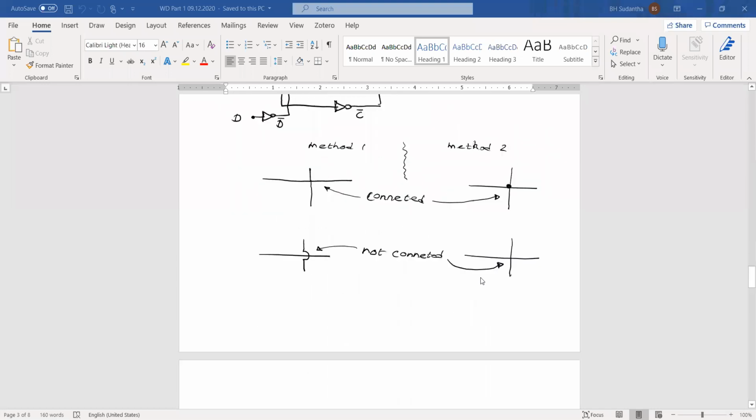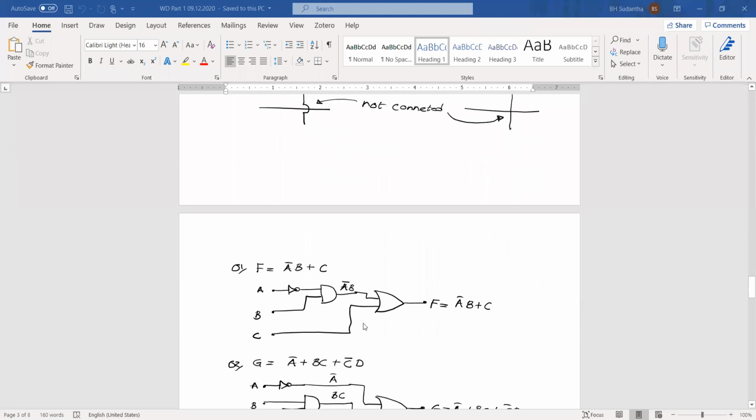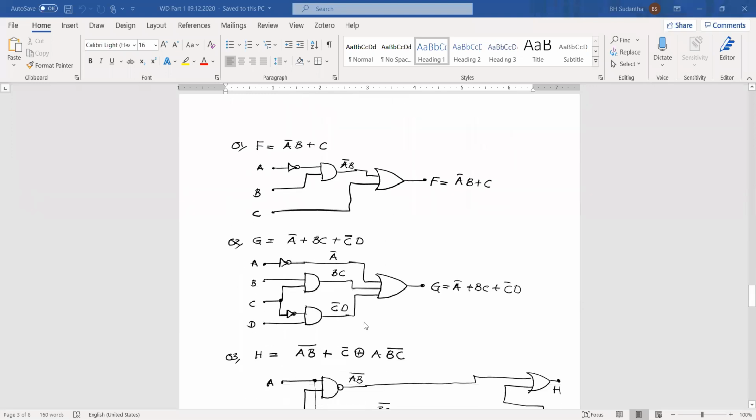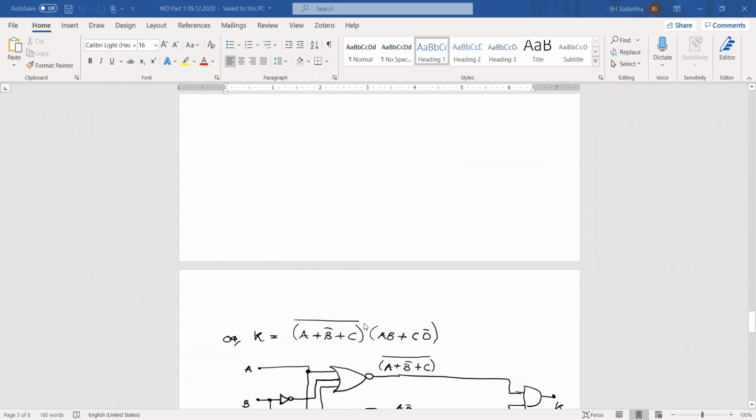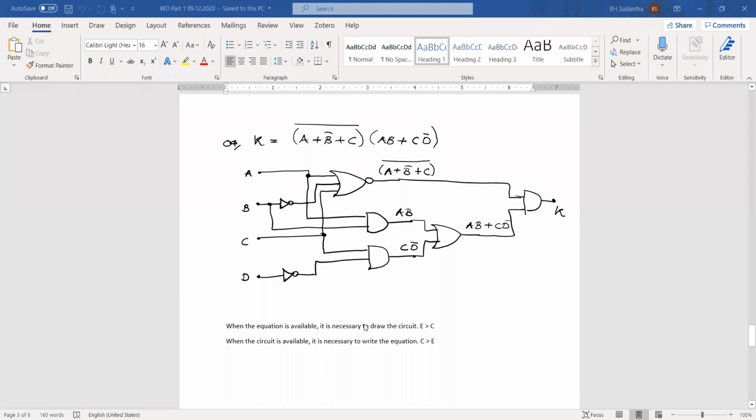Then the next thing was that when the equation is available, something like this, we try to draw the circuit according to the output Boolean equation. So from equation to circuit and circuit to equation, we did these two conversions. Now basically we are ready to design a circuit. That's what we have done so far.